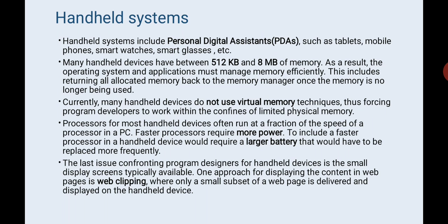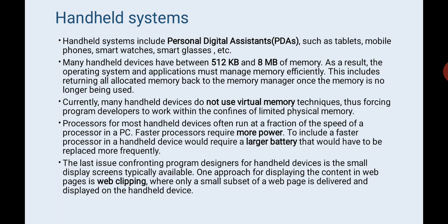These devices have between 512 KB to 8 MB of memory. So the operating system must manage memory very, very efficiently, right? This includes returning all allocated memory back to the memory manager once it is no longer being used. Currently, many handheld devices do not use virtual memory techniques, thus forcing program developers to work within the confines of limited physical memory. So you see, the complexity of the OS would increase, and the processors for most handheld devices often run at a fraction of the speed of a processor in a PC.